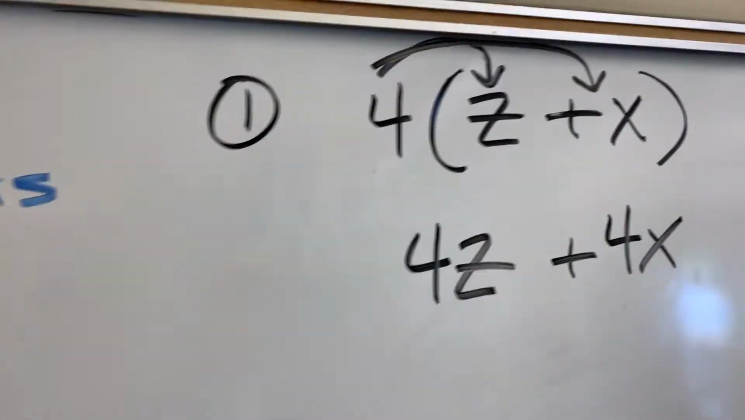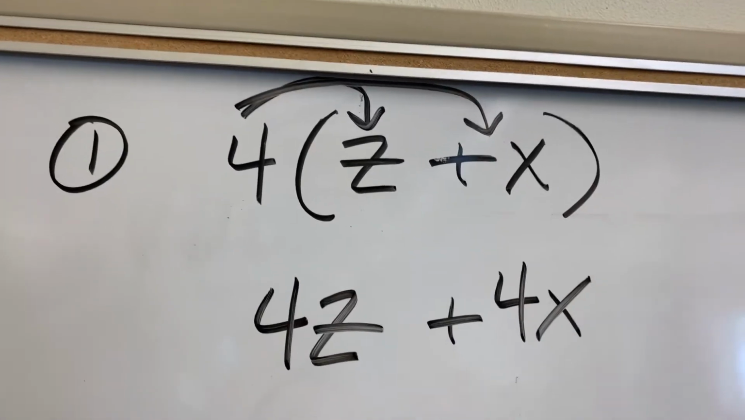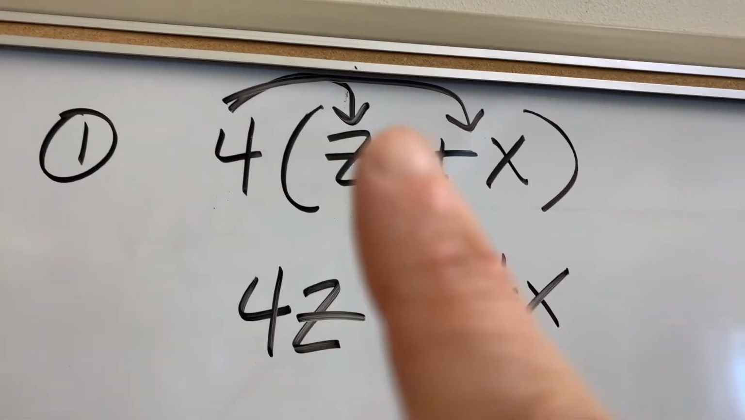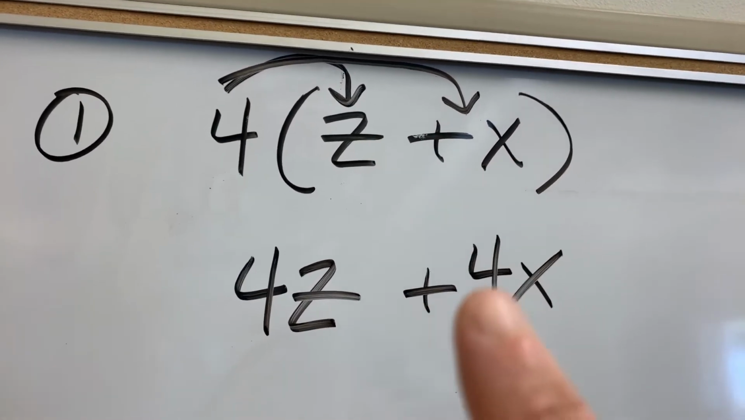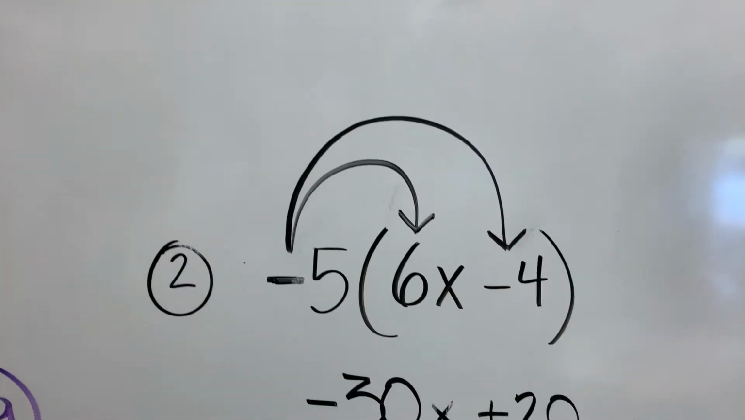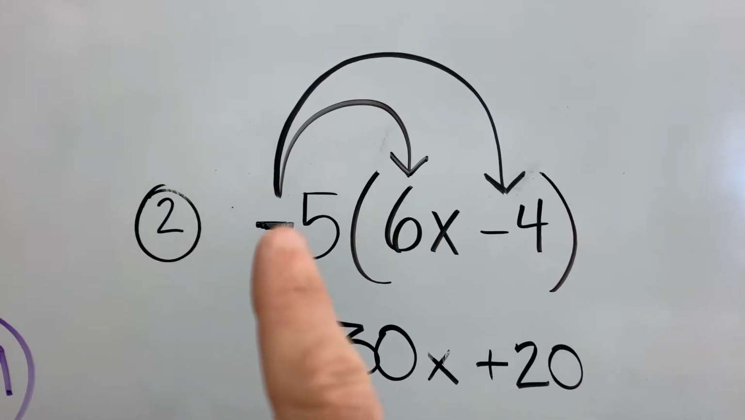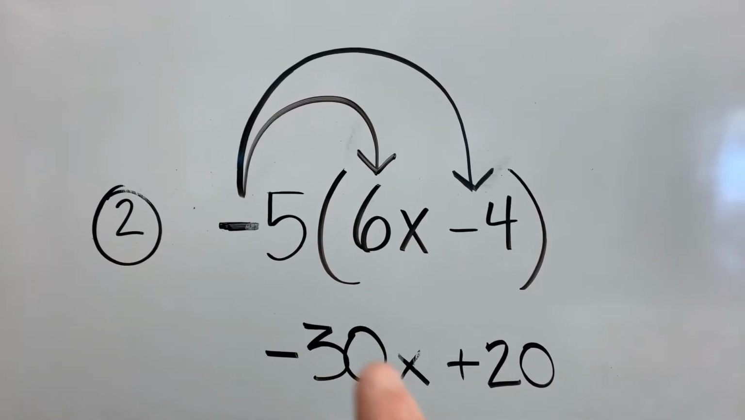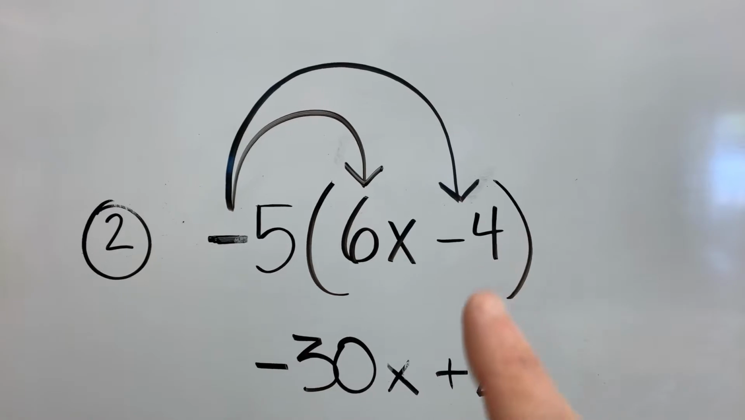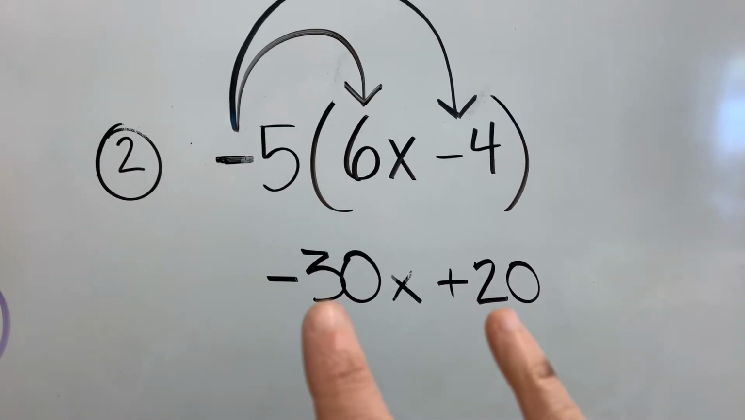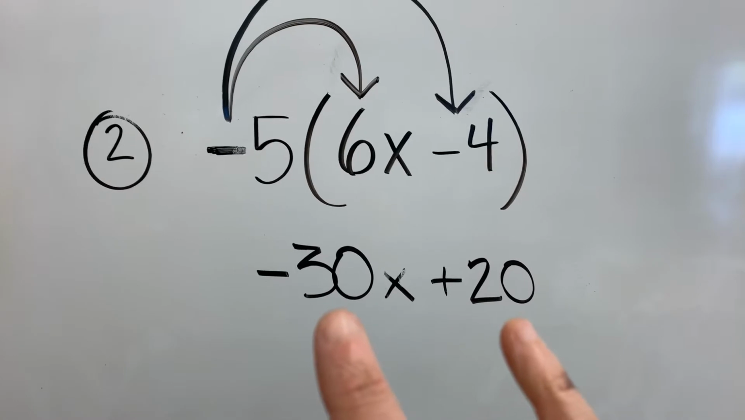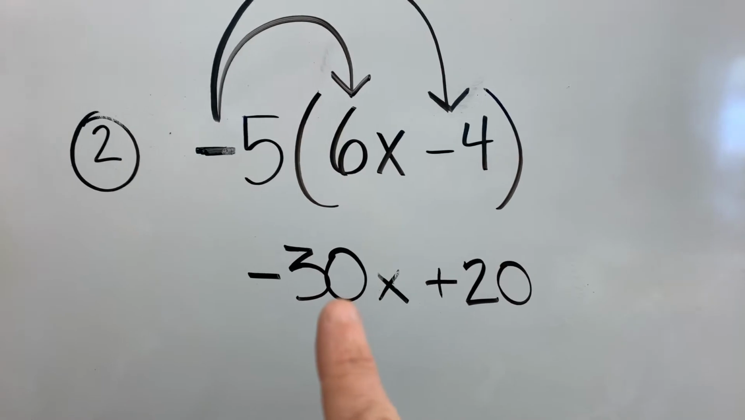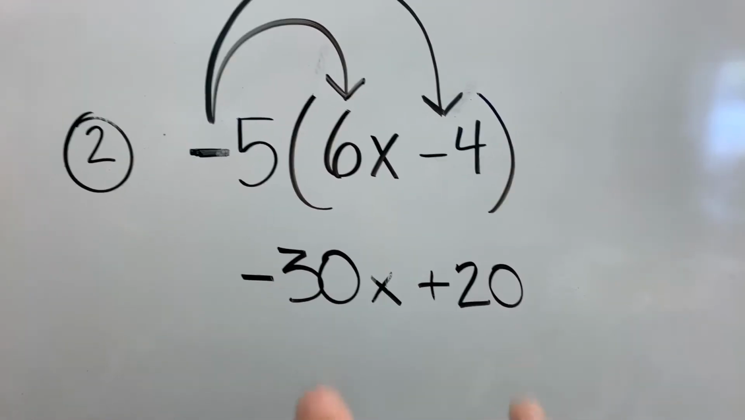savvasrealize.com. Problem number 1. I'm going to expand that expression, so I'm going to distribute 4 times a z is 4z. 4 times positive 1x is positive 4x. Number 2, negative 5 times positive 6x would be negative 30x. And negative 5 times negative 4 is positive 20. You cannot simplify this any further. You cannot combine like terms. These are x terms and these are not x terms. So you have a variable term and a constant term. You cannot put them together.